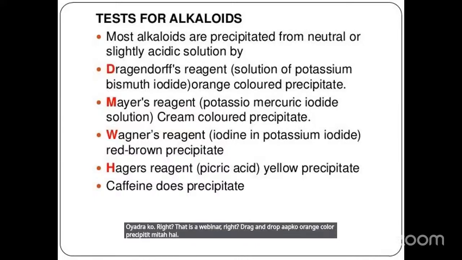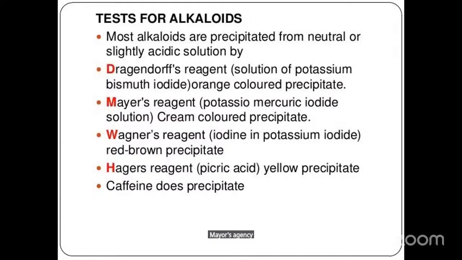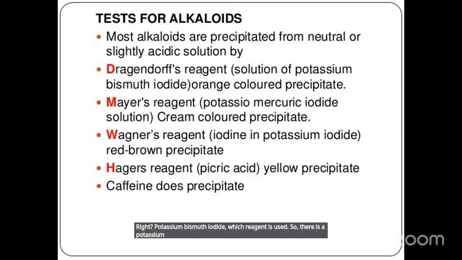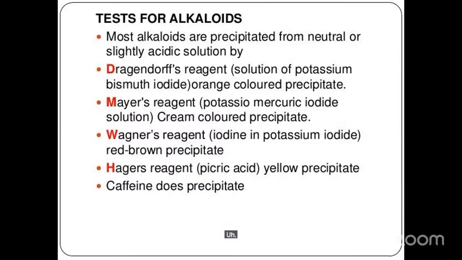You have to remember, an orange color precipitate is obtained in the option: A Dragendorff, B Mayer's reagent, C Wagner and D Hager's. So the correct answer is the orange color, which is Dragendorff reagent, right? Potassium bismuth iodide. Which reagent is used? There is potassium iodide, mercuric iodide, and next is picric acid. So potassium bismuth iodide is used in Dragendorff reagent.